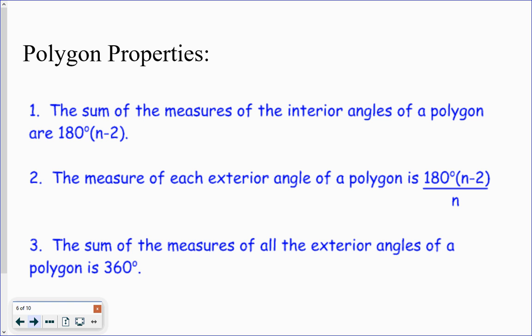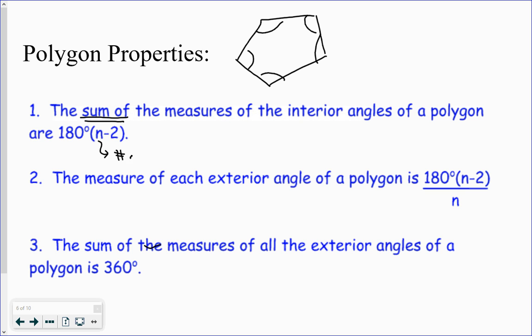Okay, we did look at polygons. So remember, a polygon is just any sided closed shape, okay? So there's a couple formulas. You don't have to have them memorized. We give them to you. So it says the sum of the measures of the interior angles. So what that means is that if I were to add up all the corners on the inside of the shape, I could find the total sum of them by going 180 times n minus 2. N is the number of sides.